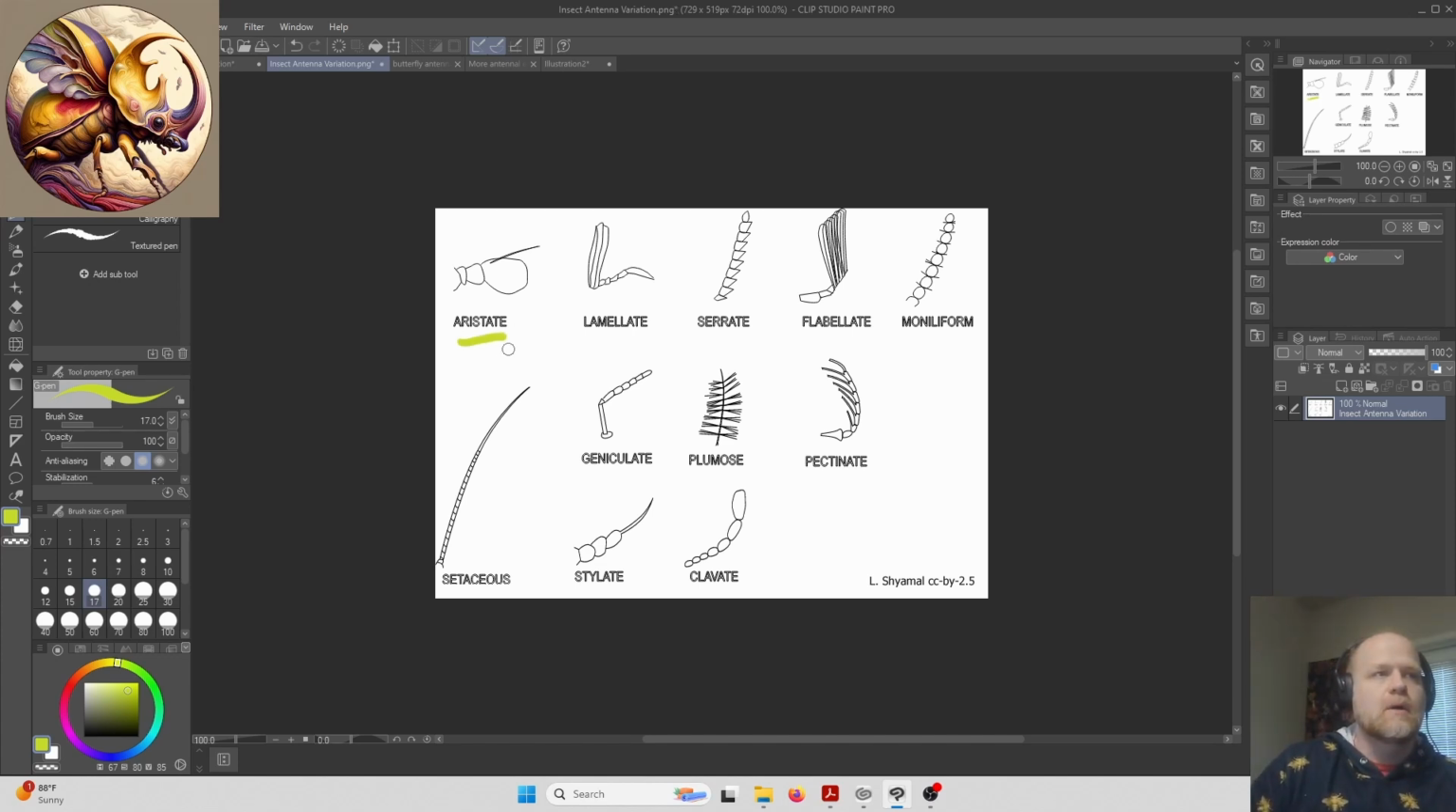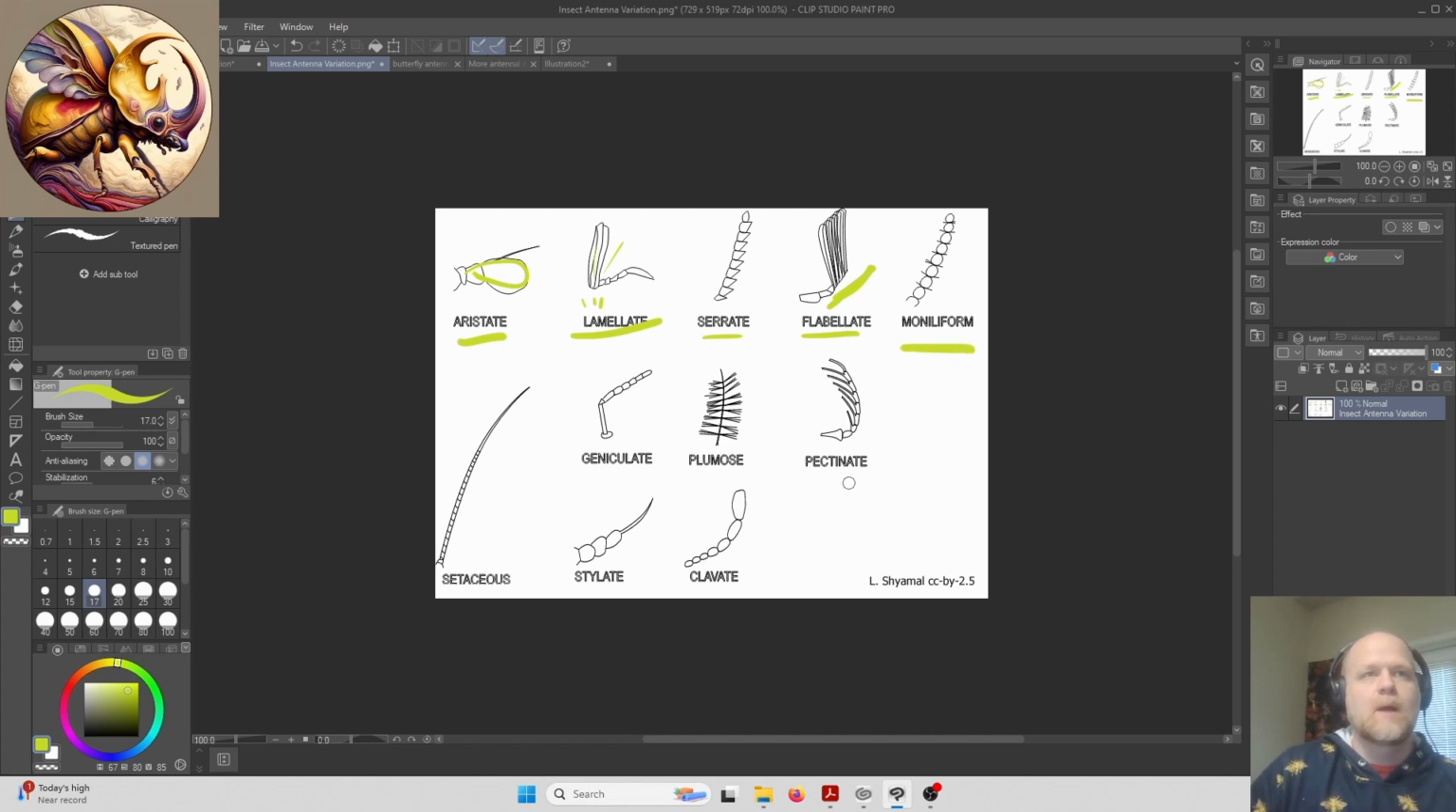So aristate, it'll be usually two or three large segments topped with a sensillum, or not a sensillum, I'm sorry, a seta. So this is common in flies, or like houseflies and things like that. They have very small antennae. Lamellate is this sort of 3 or more plates stacked together, one in the middle and one on each side. This is common in beetles. Serrate is kind of like a saw, common in beetles. Flabellate are usually in beetles, and it's like lamellate, but much longer, more plates, and it's kind of laterally expanded.